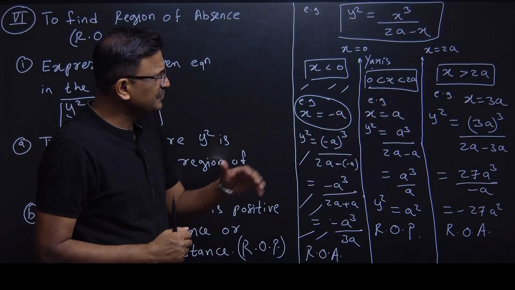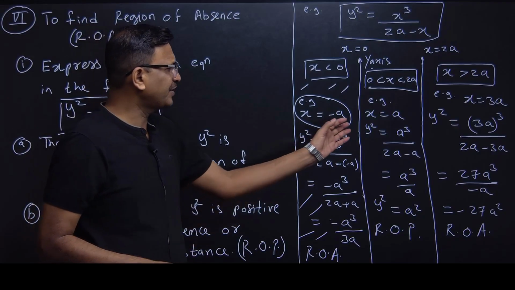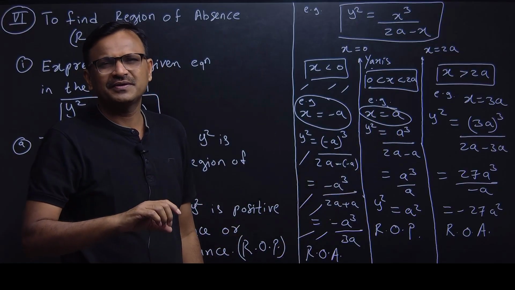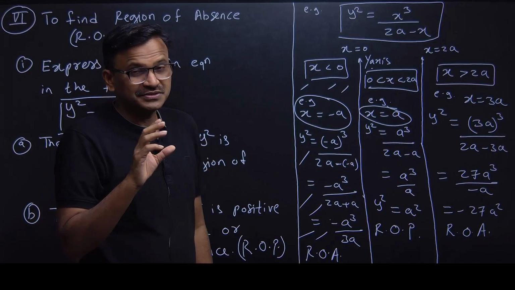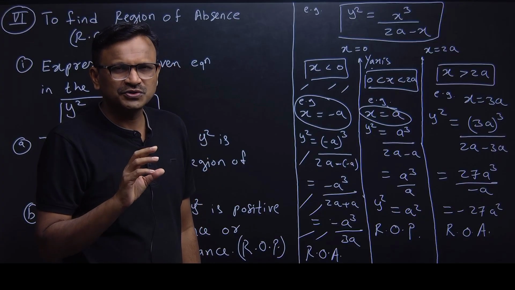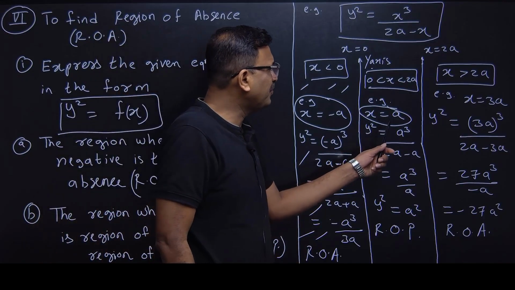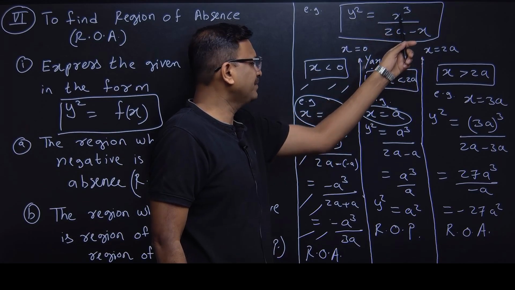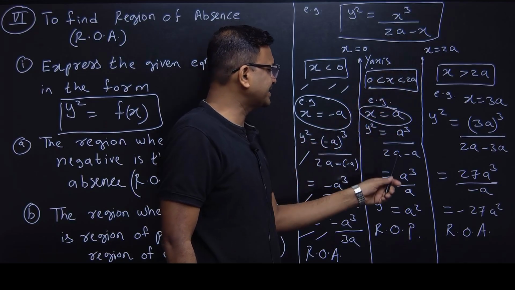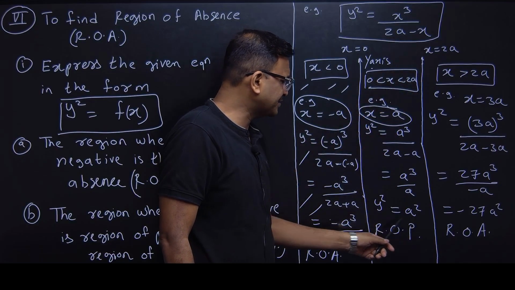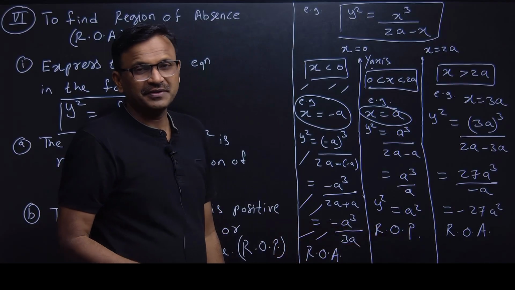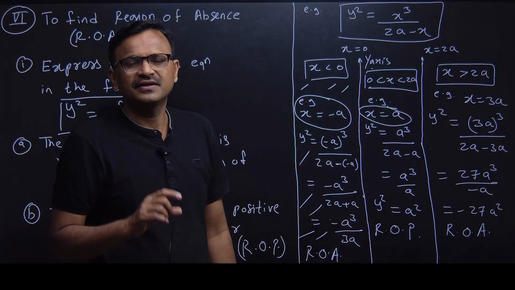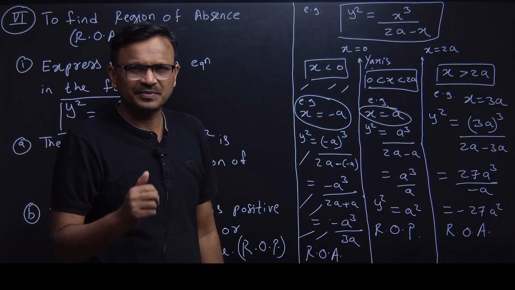In this region between 0 to 2a, you consider any simple value of x. Like for example, I have considered x is a. You can take x is a, x is 0.5a. Remember, we are doing this just to check whether y square is positive or negative in that region. If I put x is equal to a in this equation, the numerator will become a cube, the denominator becomes 2a minus a, that is a cube upon a will be a square, y square is a square. We are getting a positive value of y square, so it is a region of presence. The region where y square is positive is the region of presence.